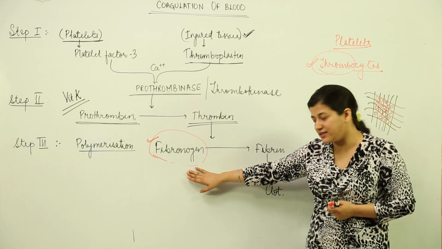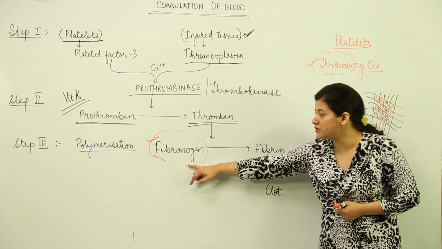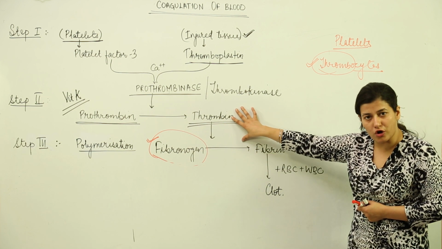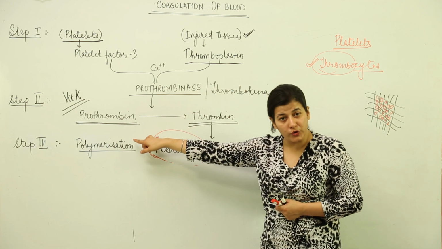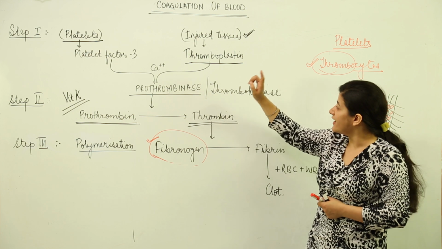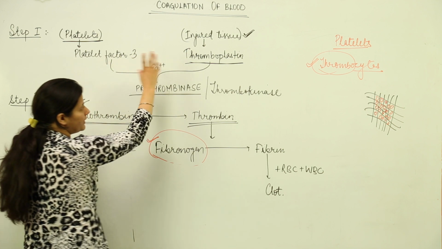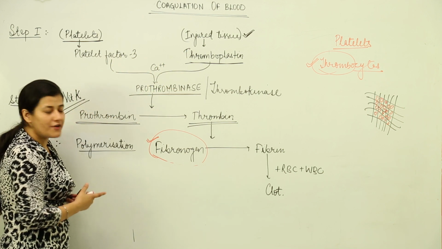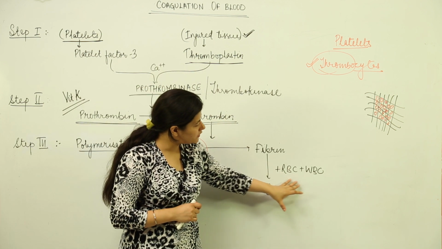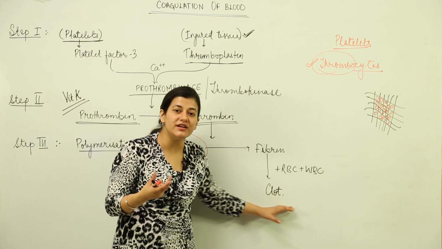So the fibrinogen gets converted to fibrin. Fibrinogen is already present, not formed; it is already present in the plasma. It gets converted to fibrin in the presence of thrombin, which was formed from prothrombin in the presence of thrombokinase, and this thrombokinase was formed as a result of the interaction of platelet factor 3 and thromboplastin in the presence of calcium. When this fibrin is formed as a result of all these steps, it combines with RBCs and WBCs coming out of the damaged blood vessel, and it forms a clot.